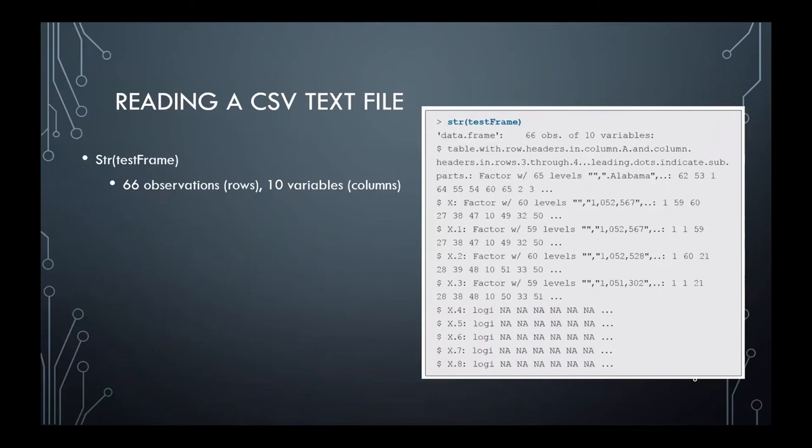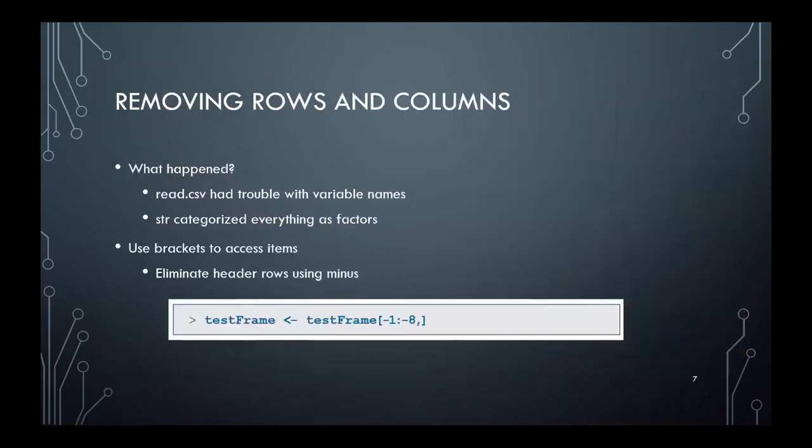If we use the str command on that data frame that we just imported and get that structure summary, it's kind of a mess, okay? If you look here, the first variable is table with row headers in column A and column headers in rows 3 through 4 leading dots. Yeah, that's terrible, right? Here you can look at some of the other ones. We've got X, they're all by the dollar signs, X1, X2, X3, X4. We've got a bunch of junk, it looks like, down here, because it looks like everything down here are all NAs. This is where your data monkeying is going to actually benefit you. Okay, deep breath.